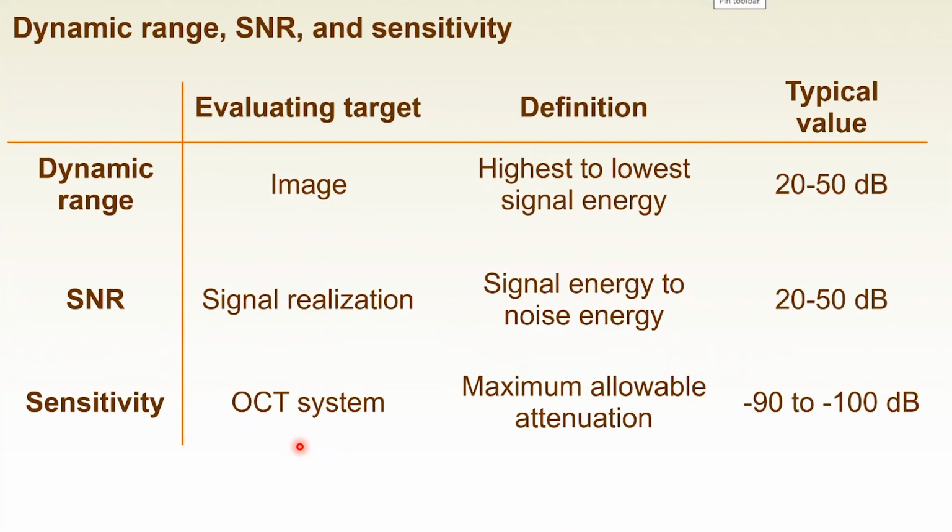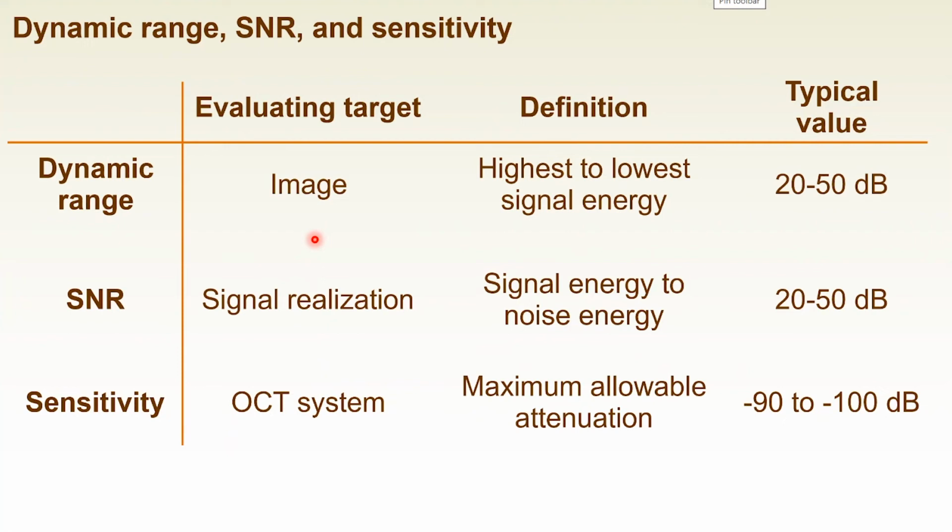Then let me clarify the relationship and the definition of these three concepts: dynamic range, SNR, and sensitivity. It's a recapitulation. First, what are they evaluating? The dynamic range evaluates the image property, but the signal-to-noise ratio evaluates the property of the signal realization. And the sensitivity evaluates the OCT system itself. So the OCT system property is defined by sensitivity, not SNR or dynamic range. Once you get the image from that system, the image property is defined by the dynamic range. And if you get one particular signal of the OCT, its property can be expressed by the signal-to-noise ratio. So these three concepts target different quantities.